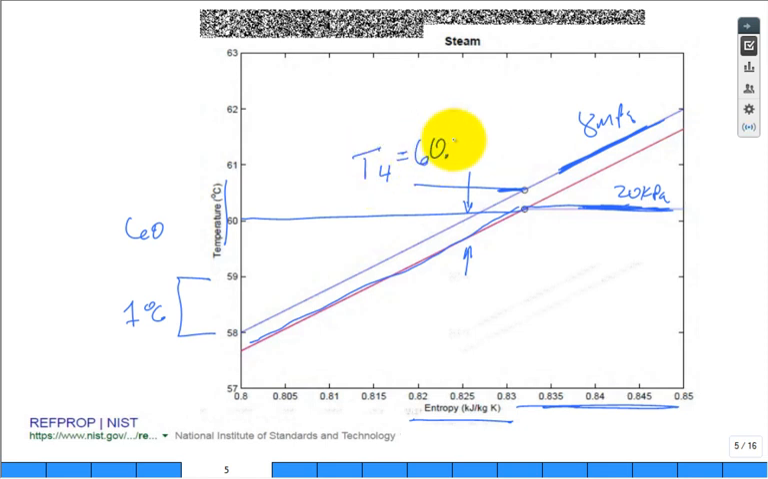60.5, 60.4, 60.3. It's not over 61, is it? That's the whole point. So the pump really doesn't change the temperature of the fluid going through it. It only boosts the temperature a little bit. It really boosts the pressure.